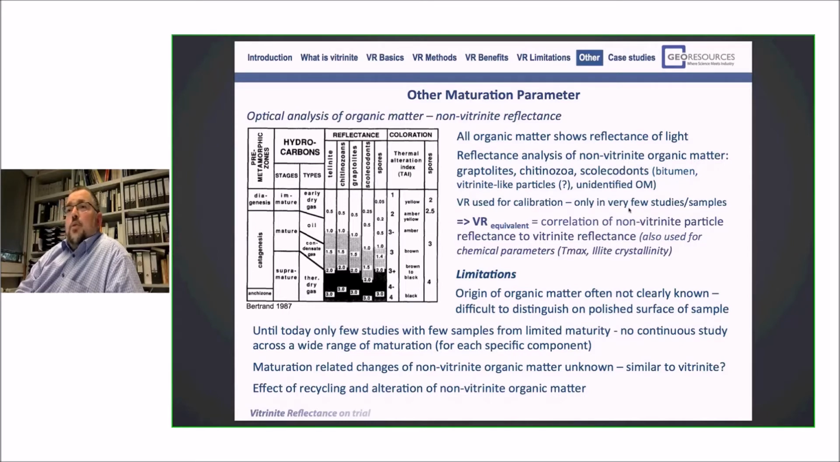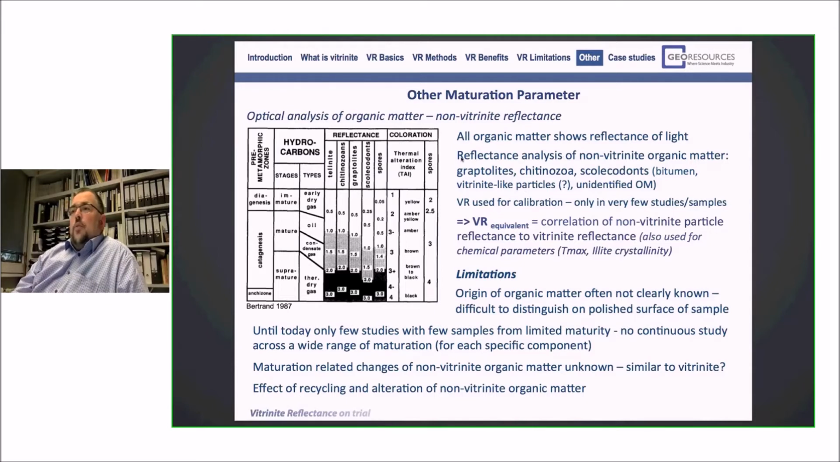So the first thing I want to look at is reflectance of non-vitrinite particles. Particularly in the early Paleozoic shale systems, this becomes more and more used, because all organic matter shows reflectance of light. So we can use all organic particles and analyze the reflectance of light.